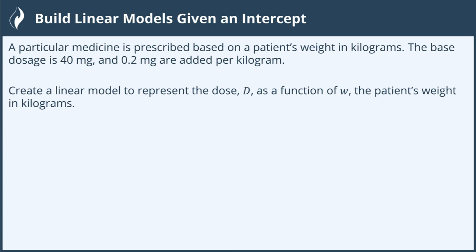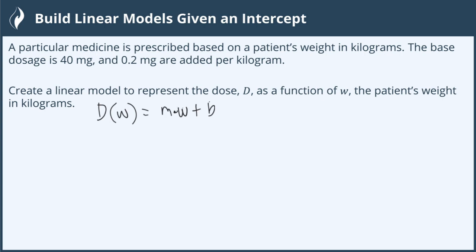kilograms. Okay, so D as a function of W, and then we want to use the mx plus b kind of formula, except it's not going to be x, it's going to be W in this case. Okay, so the slope by weight plus the base.